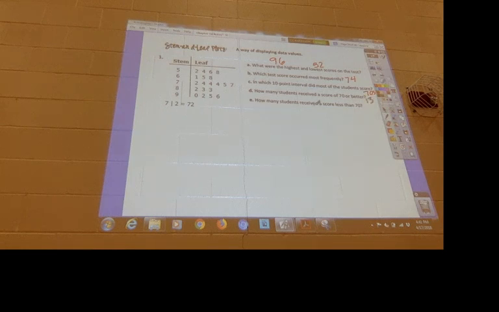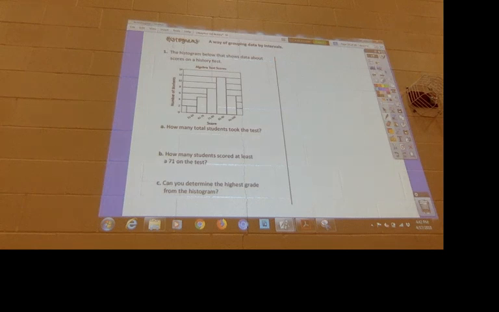1, 2, 3, 4, 5, 6, 7, 8, 9, 10, 13. How many students received a score less than 70? 7. Pretty simple, huh? Okay. I'm going to the histogram at the bottom, which is basically a bar graph, but it uses intervals. How many students total took the test?